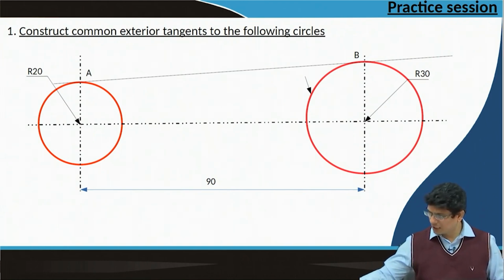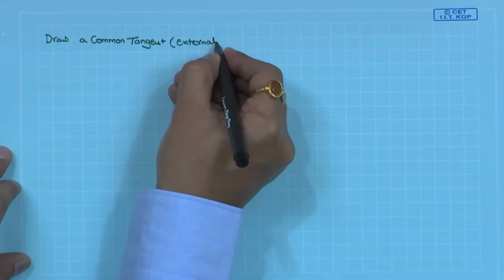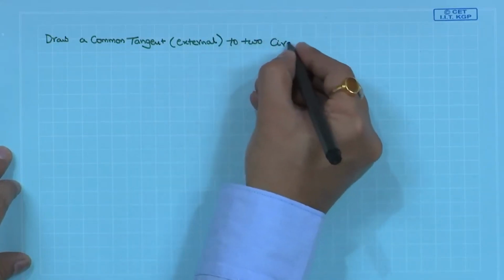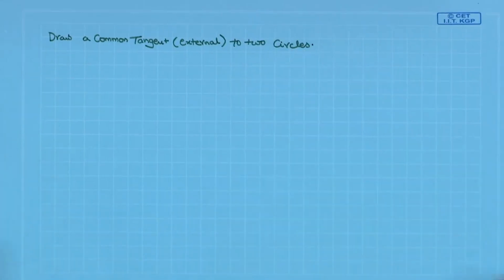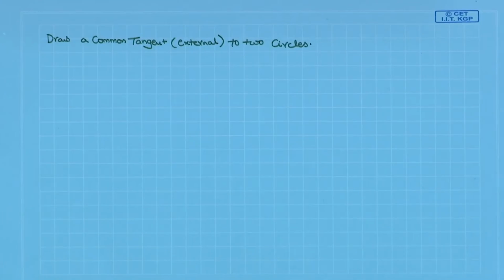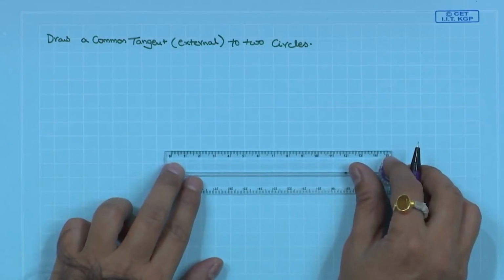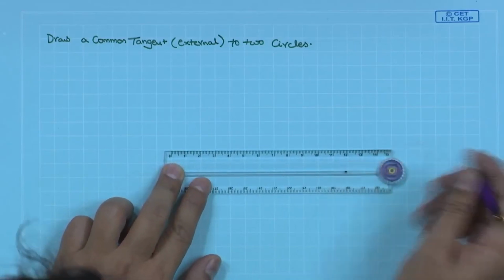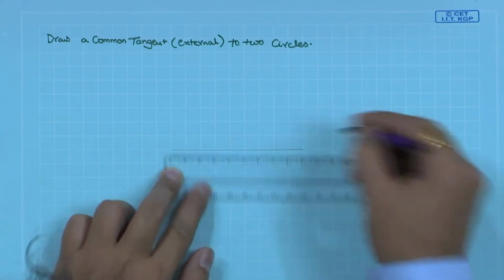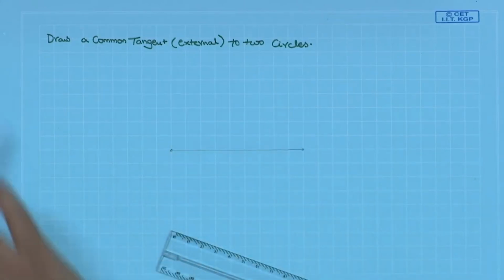So, first of all, let us write our problem statement. Construct an external tangent to two circles. The distance between these centers is 90 mm. So, let us first mark 90 mm. First point, all the way to 90. So, we have constructed that one.